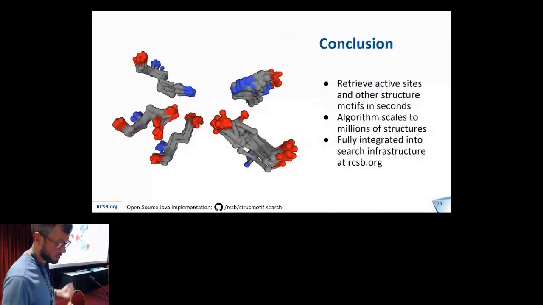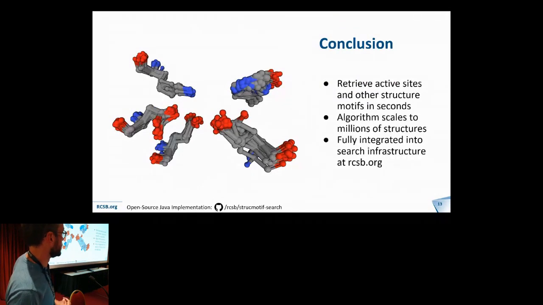And to sum things up, I presented to you a strategy that allows you to search for arbitrary definitions of active sites or other structure motifs. I showed to you how this algorithm scales to millions of structures. Everything is fully integrated into RCSB.org. You can check it out on GitHub. It's open source in a Java implementation, so you can also run it on your local system if you like to.